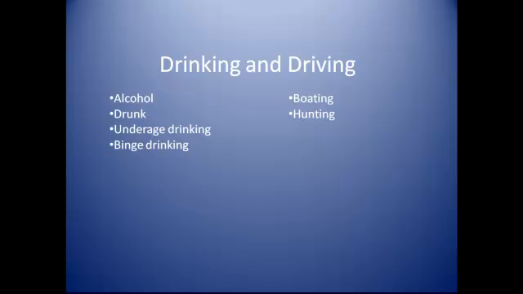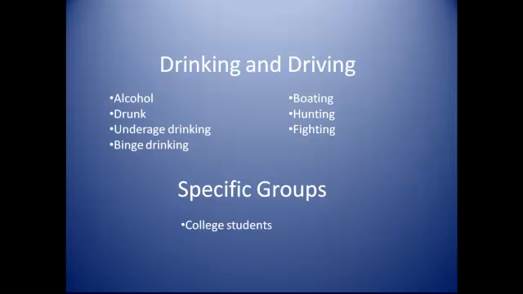In terms of drinking, I can add alcohol, because drinking water just before driving doesn't seem so bad. Drunk, underage drinking, binge drinking, and there are others. For driving, I can think of other activities that drinking might have a negative impact on, such as boating, hunting, fighting, etc. You can also focus on specific groups. I already included underage drinking, but there are groups like college students or high school students.